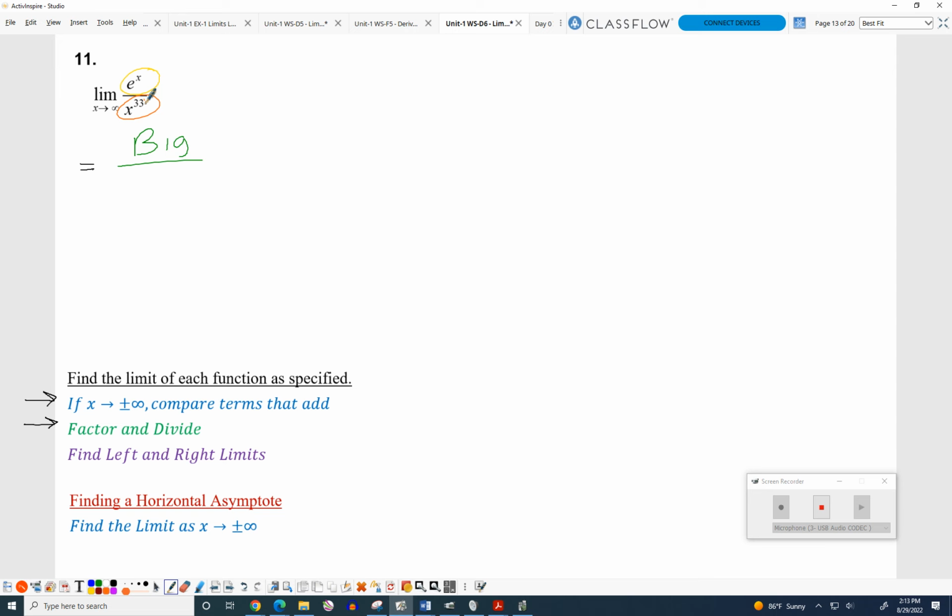So the top is big, the bottom is not so big. When you have really big over not so big, you're headed towards infinity because the top is growing faster than the bottom. So this limit is infinite.